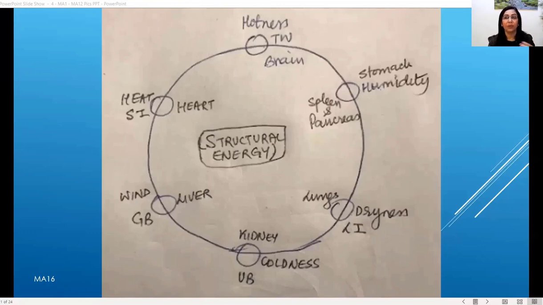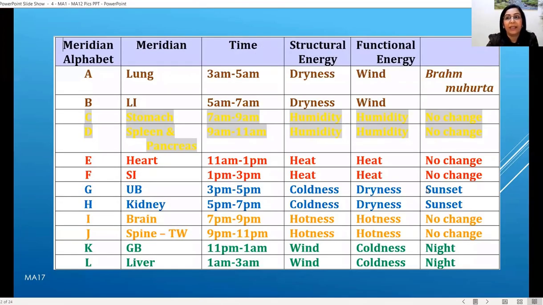Like, for example, I told you for diabetes, you have spleen and pancreas, and you have to treat it from 9 to 11 a.m. That was the time. So that would be the most effective treatment for diabetes. Now, if you see this, we had seen this, that according to the organ clock time, how each meridian is functioning.